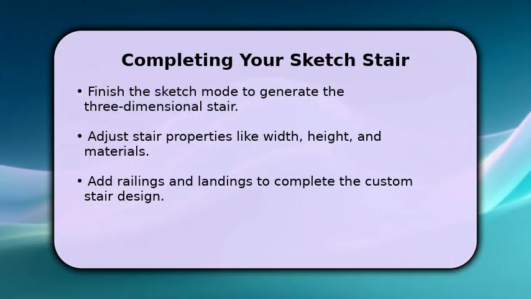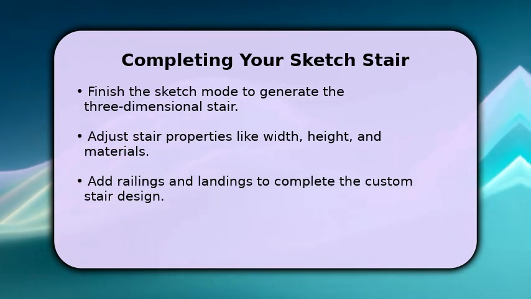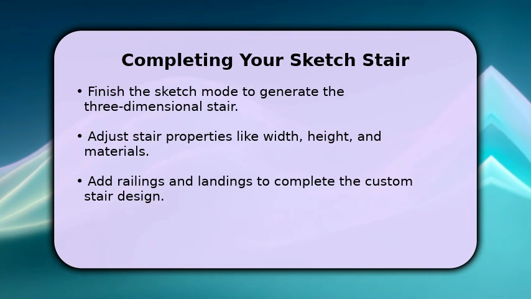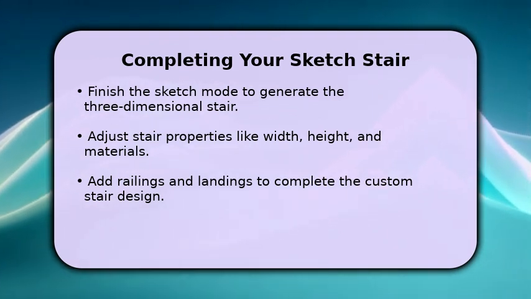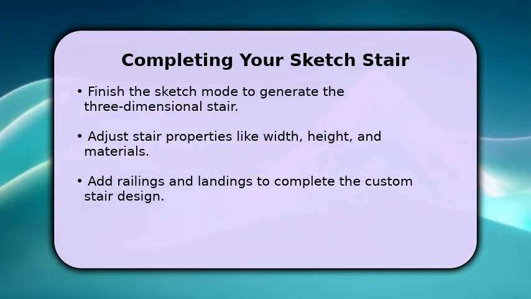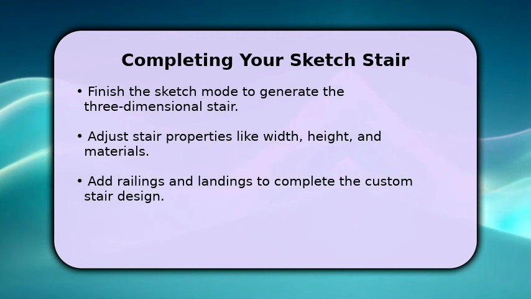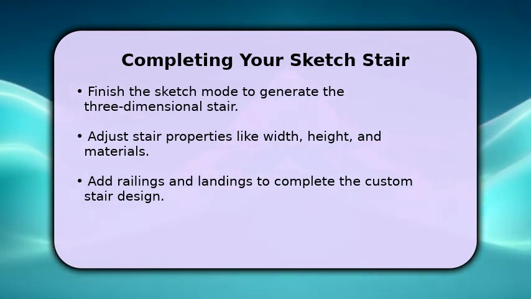Once all three sketch elements are correctly drawn, simply click the Finish Edit Mode button. Revit will then generate your custom three-dimensional stair. You can further refine its appearance by adjusting properties such as its overall width, the number of risers, and material finishes. Don't forget to add railings and landings to complete your unique and functional stair design.